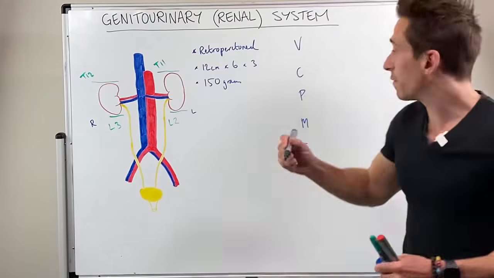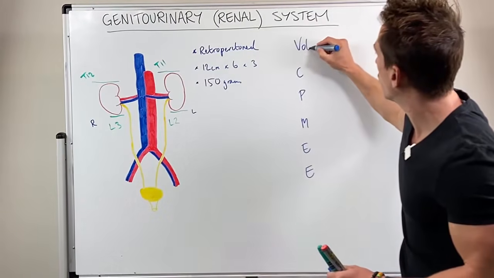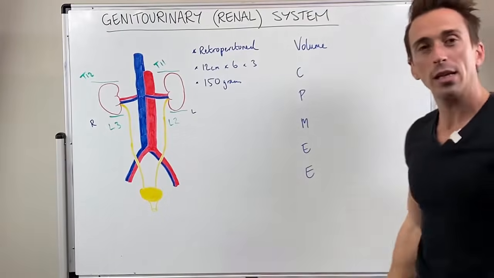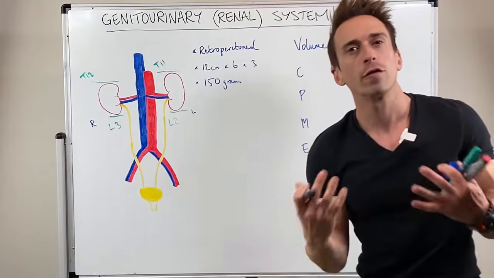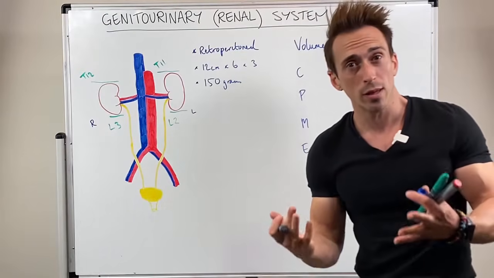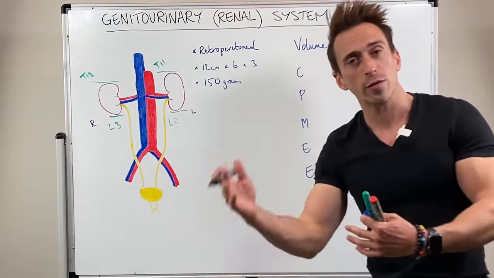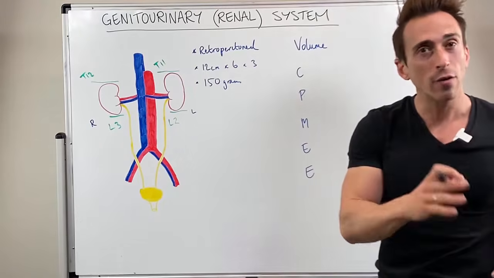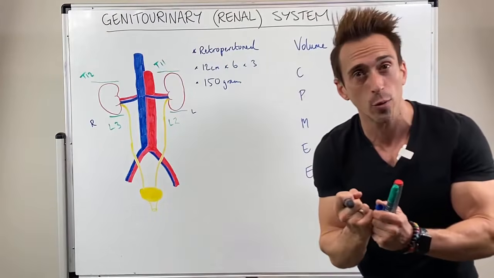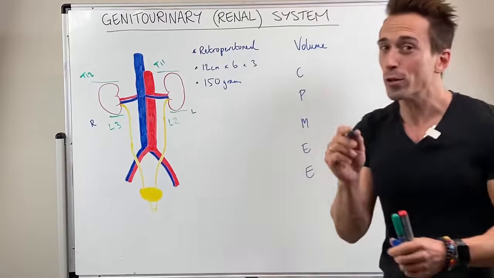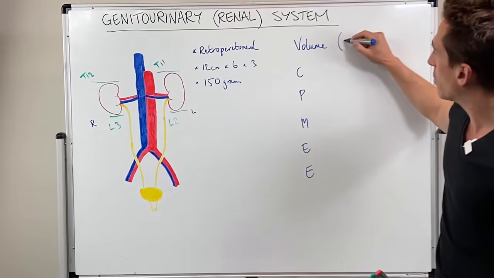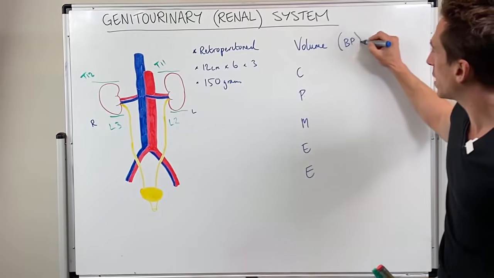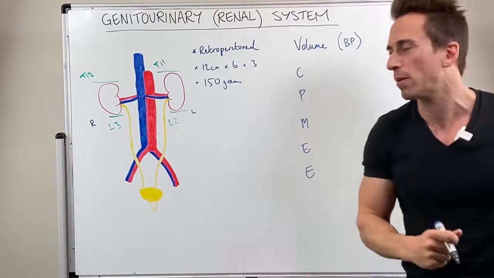So first V up here is going to be volume. The kidneys are really, really important in maintaining blood volume, fluid balance within the body. And we know that if we have too much fluid, we can pee it out. Not enough, we can tell the kidneys hold on to that fluid. Really important. And we also know that there's a direct correlation between volume and blood pressure. And therefore the kidneys are really, really important in maintaining our blood pressure.